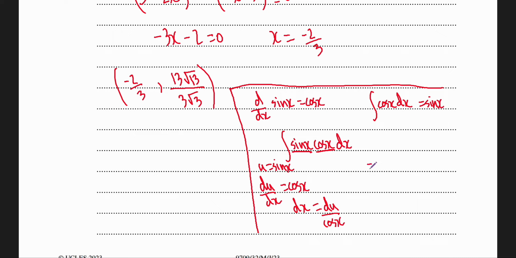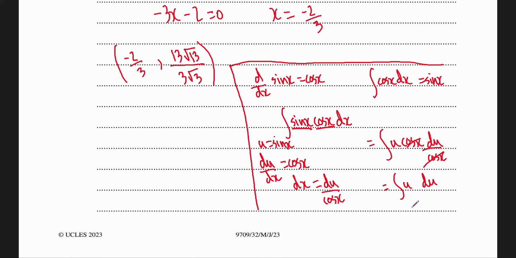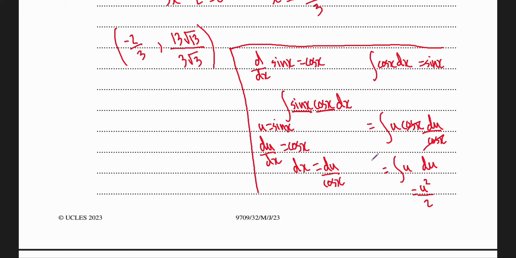Well, then you get the integral of, well, sine of x is u, and then instead of cos of x, well, you can write cos of x right here, and then instead of dx, you have du divided by cos of x. And these will just cancel out. So you're left with the integral of u with respect to u, and that's very simple. That's just u squared over 2. And then u is actually equal to sine of x, so you have sine squared of x divided by 2 plus c.